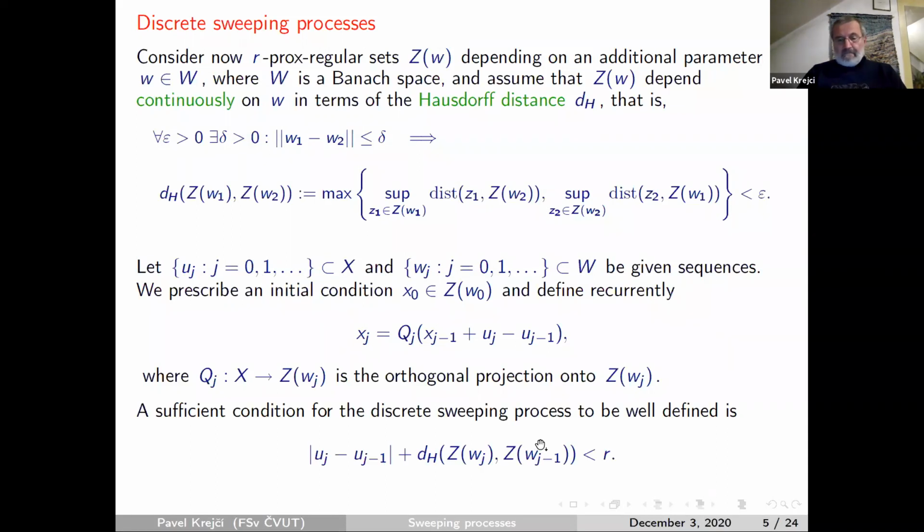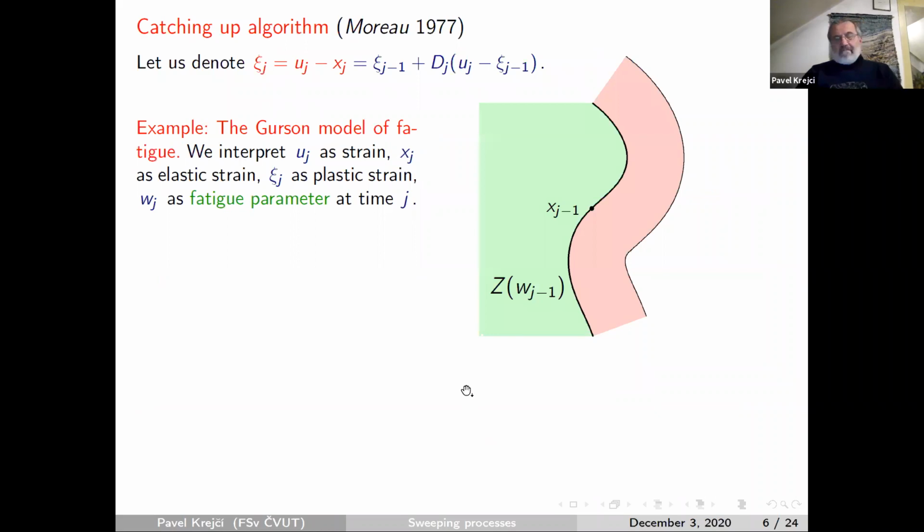And clearly, in the sweeping, we are not allowed to run out of the admissible neighborhood of the sets Z(wj). So we have to assume something about how far we can go from uj-1 to uj and from wj-1 to wj. The sufficient condition is that the sum of the two contributions is smaller than R, and then the discrete sweeping process is well defined. And this is related to the catching up algorithm.